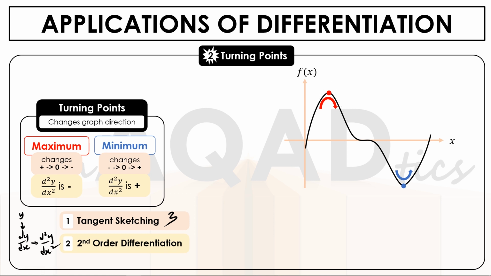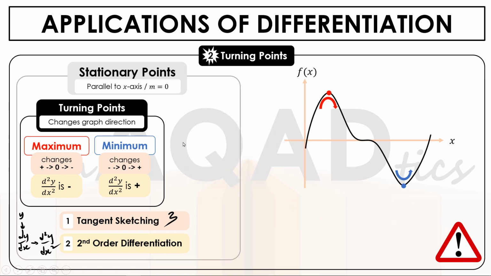And there's another property I would like to share with you all for maximum and minimum, which is that these turning points are also known as the stationary points. The reason is because at these points the tangent is parallel to the x-axis, meaning m equals 0.